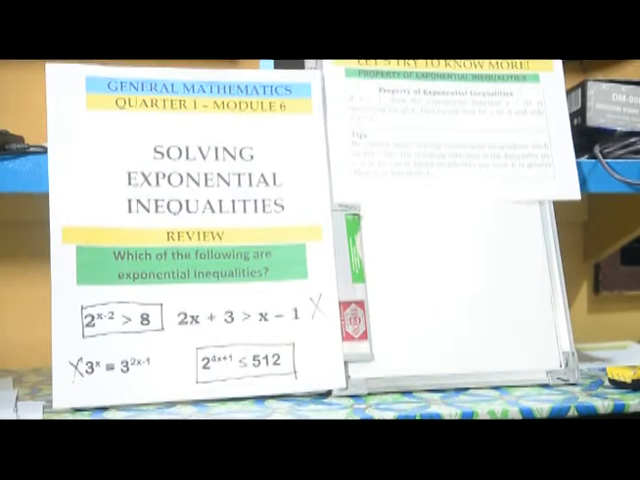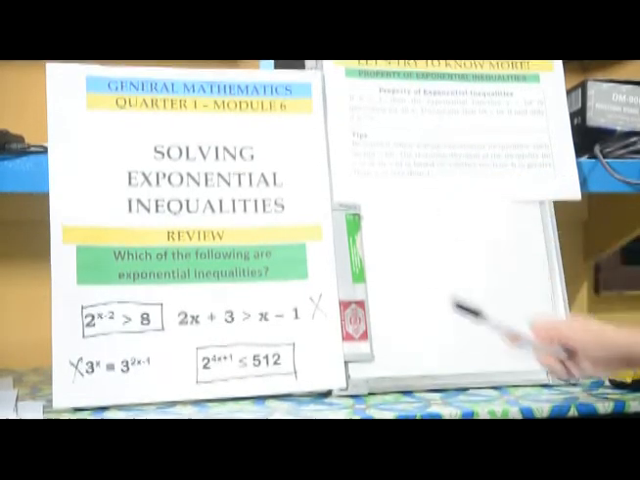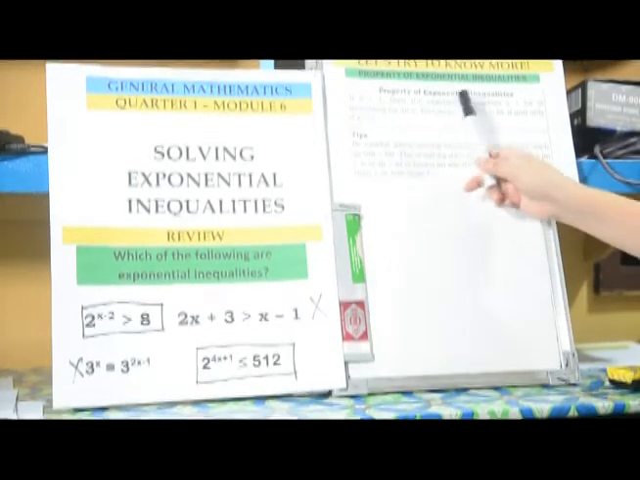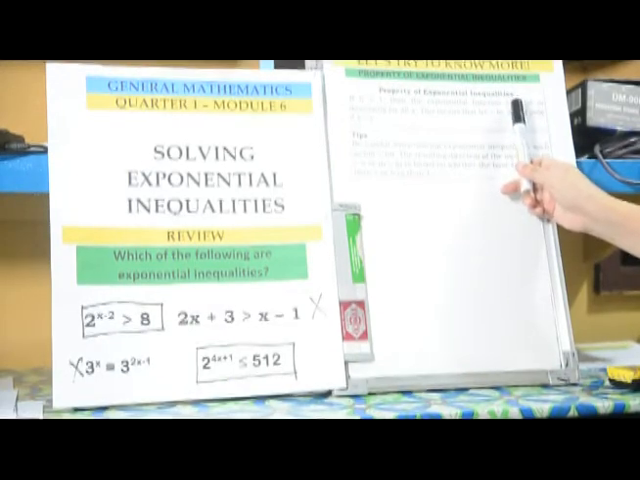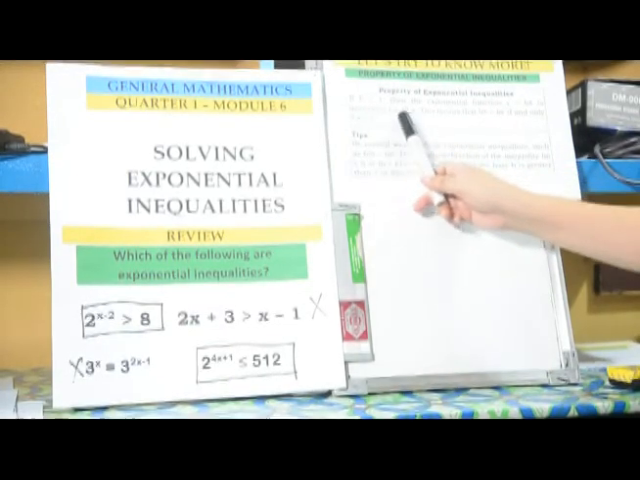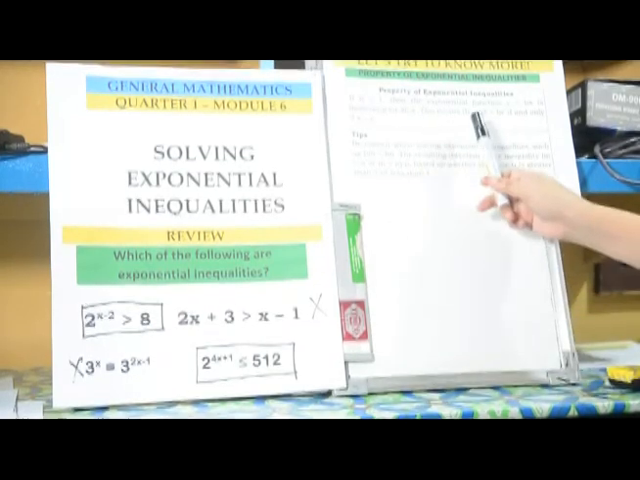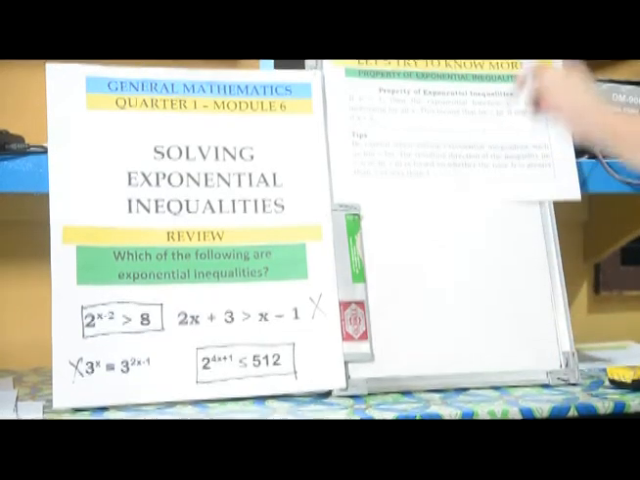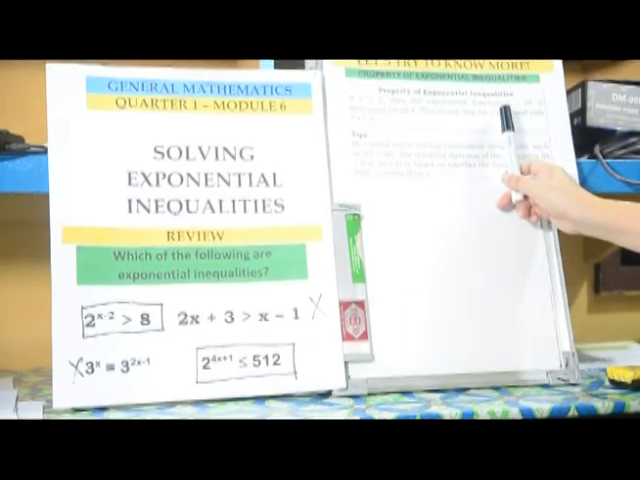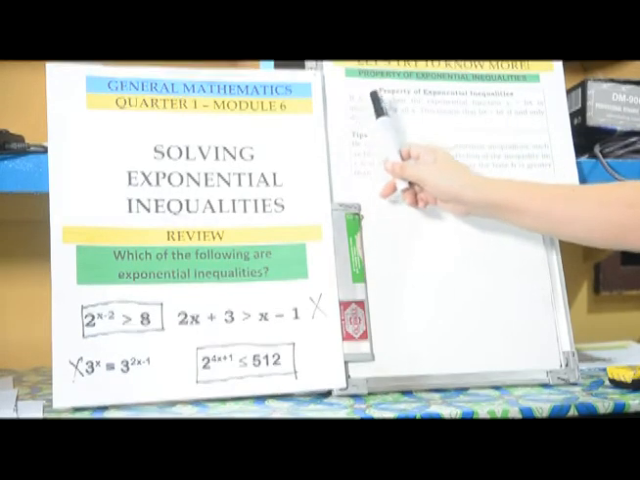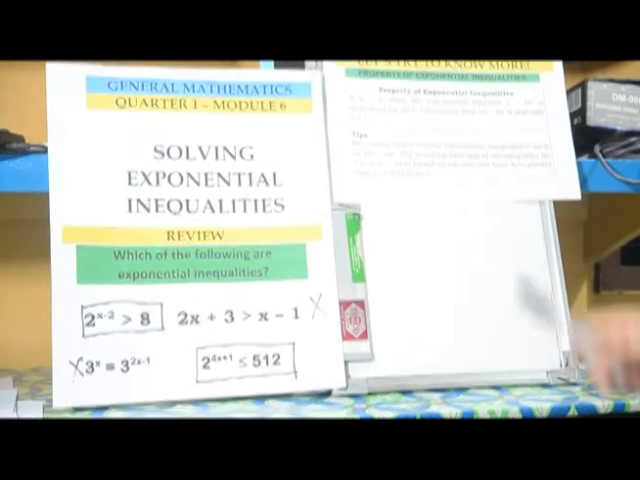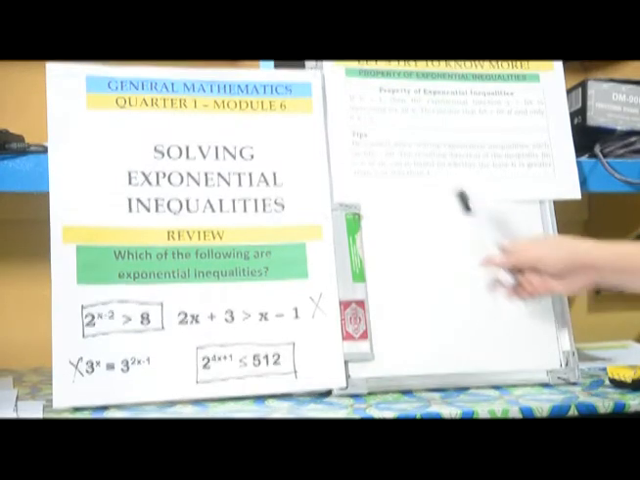Okay. So there is a lacking portion here: if b is less than 1, then the exponential function y is equal to b to the power of x is decreasing for all x. This means that b to the power of x is greater than b to the power of y if and only if x must be greater than y. There's a lacking portion here, but you can see that in your modules.